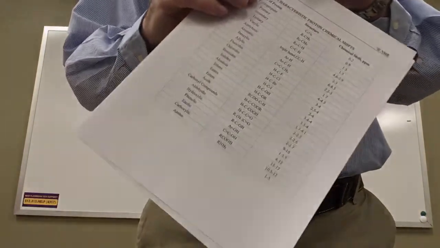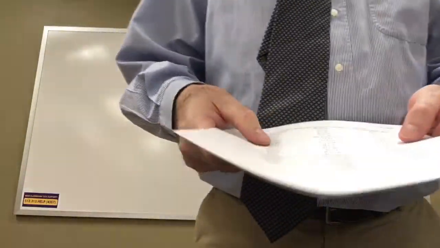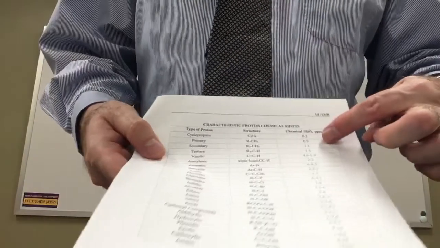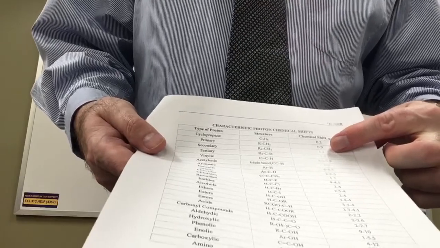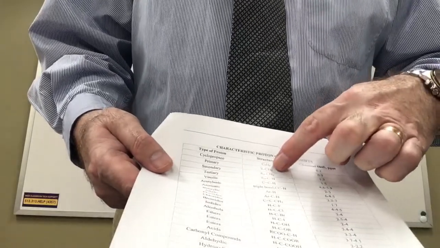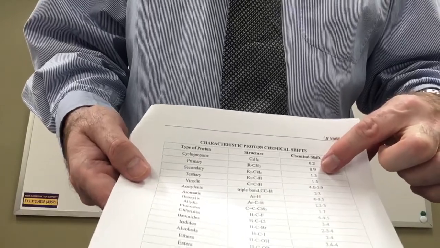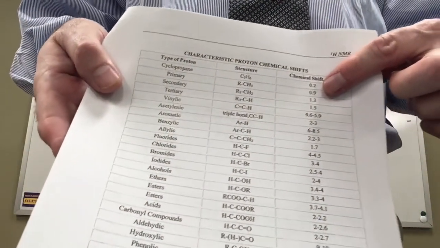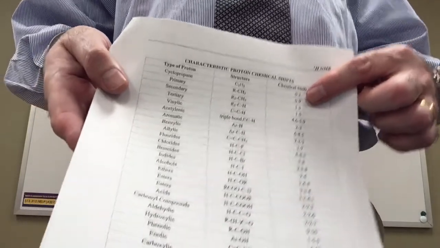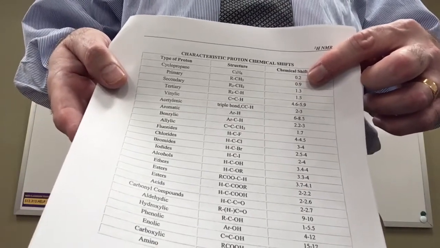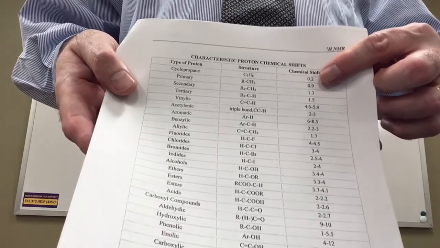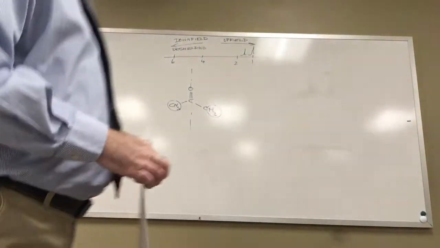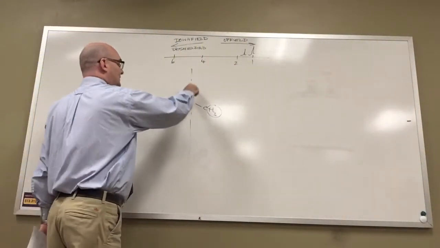There's a correlation table on the back page. The correlation table tells you that if you are a regular alkyl group, in fact, a methyl, then you are right here at about 1 ppm. Do any of the singlets in your spectrum have a chemical shift of 1? No, because in acetone, see this?